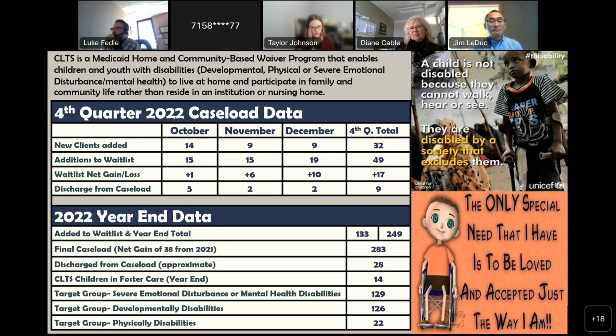So I did highlight or include fourth quarter 22 data. For those on the phone, the families we were able to add for October, November, December totaled 32 in those 3 months. And November and December is not an easy month to assign cases, with vacations and clients having a busy schedule themselves. But we still were able to add 32 clients in the last quarter, which was pretty significant.